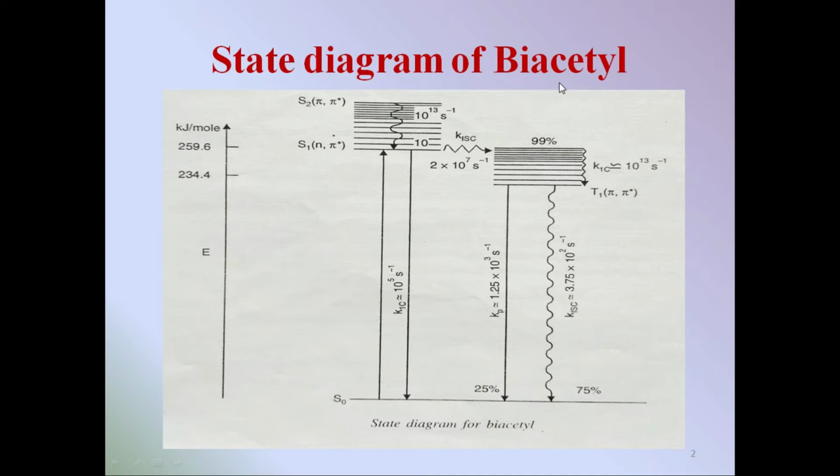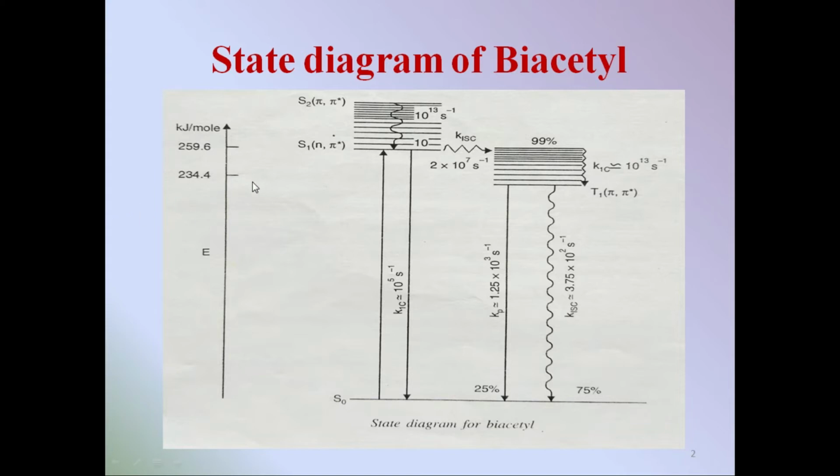The energy difference between the ground singlet state S0 and first excited state S1 is obtained from the band in absorption and fluorescence. The energy difference between triplet state T1 and ground state S0 is obtained from the blue edge of the phosphorescence spectrum. Biacetyl is an interesting molecule whose fluorescence is observed even at room temperature in aqueous solution.